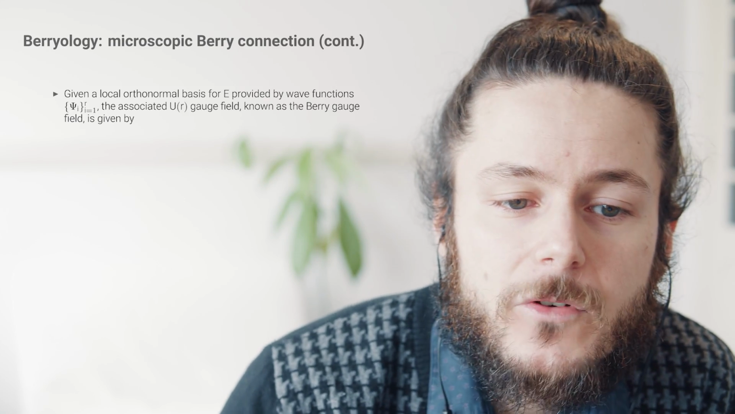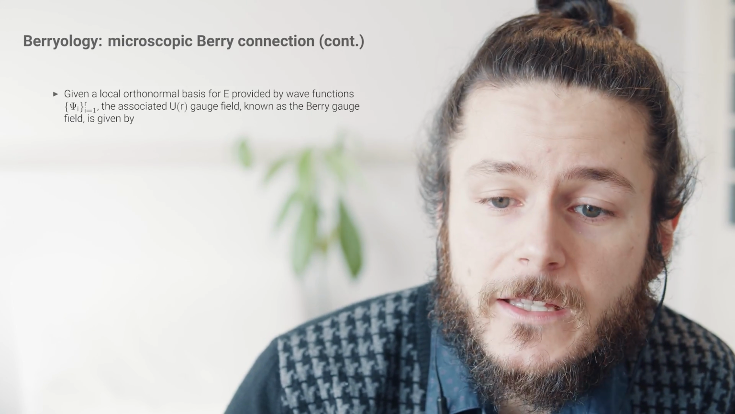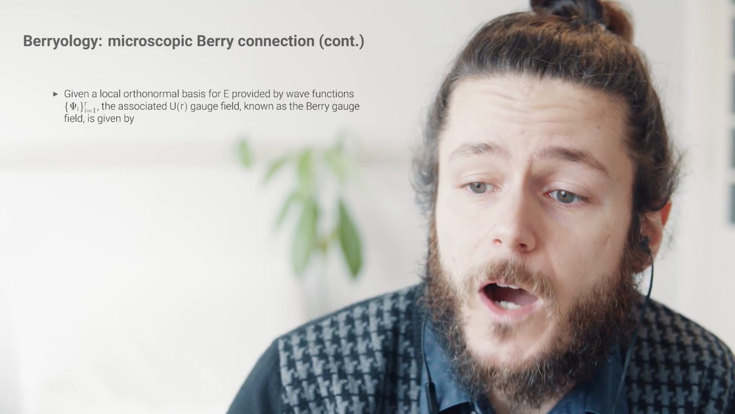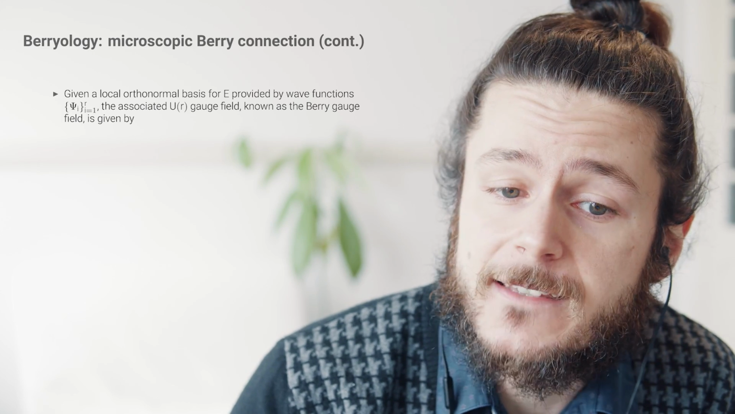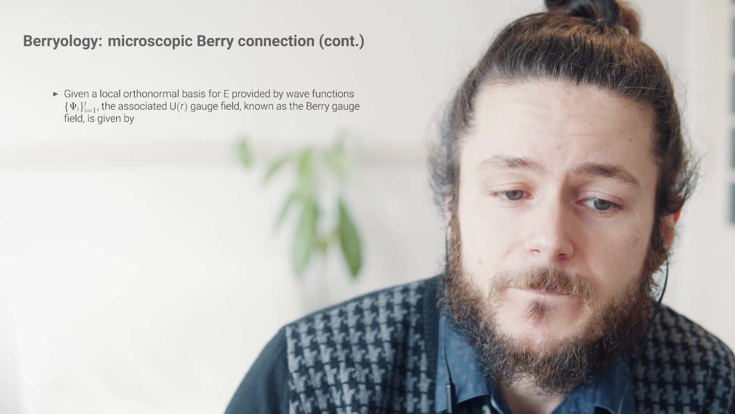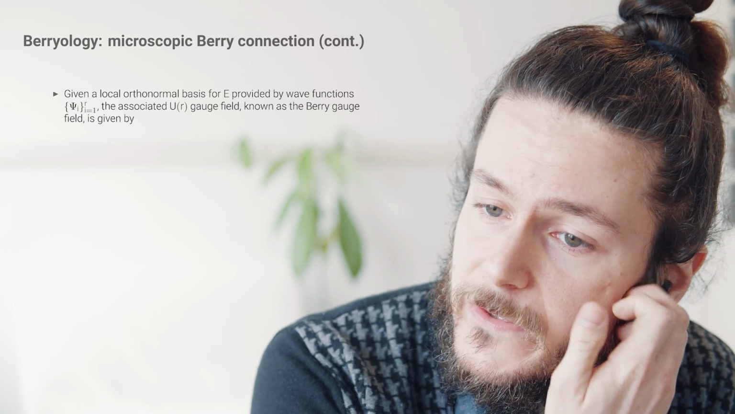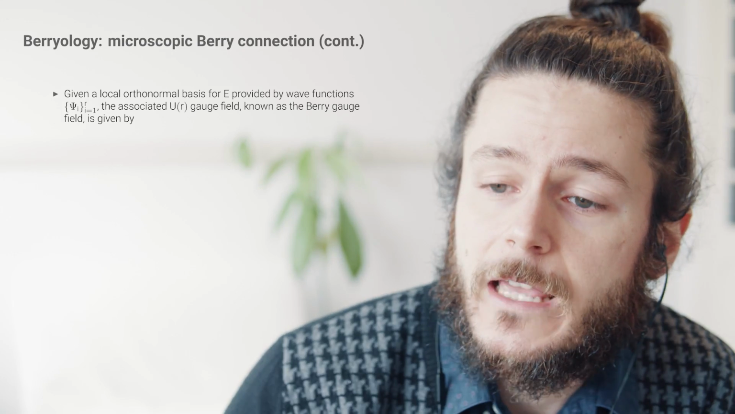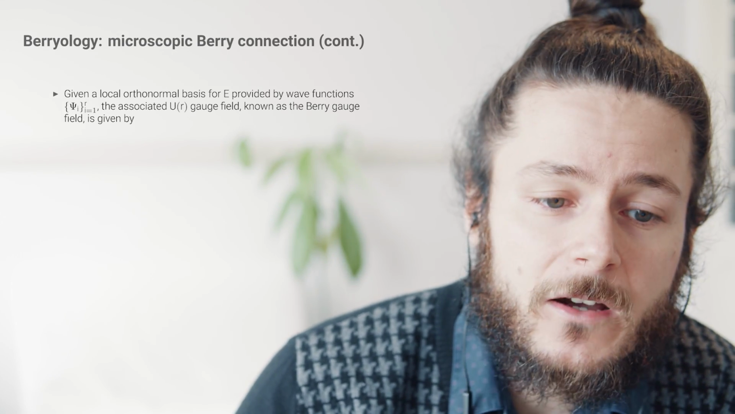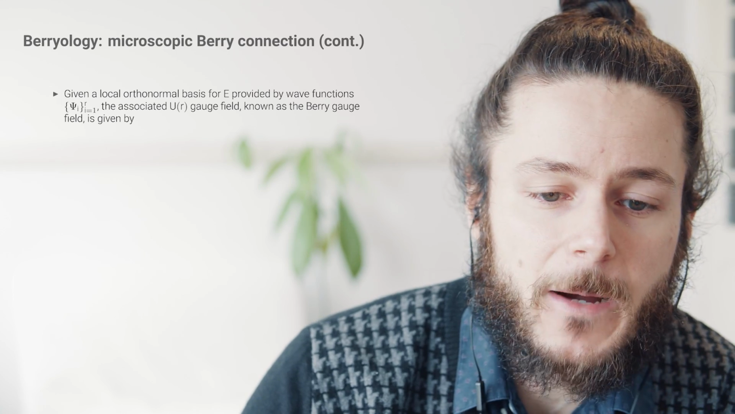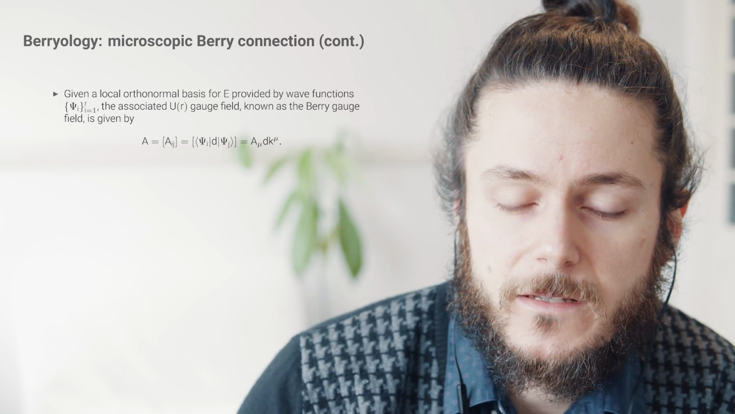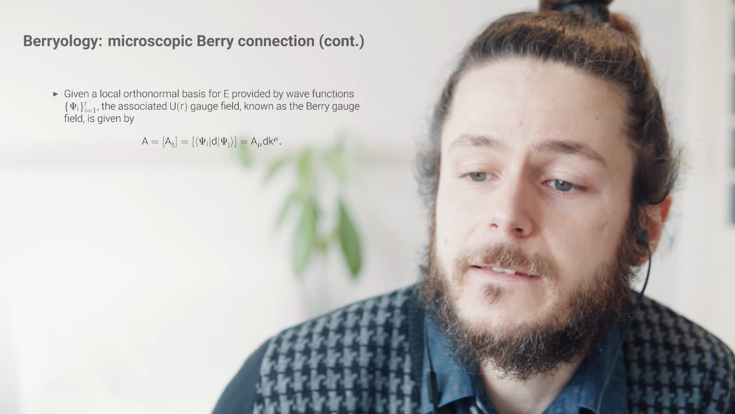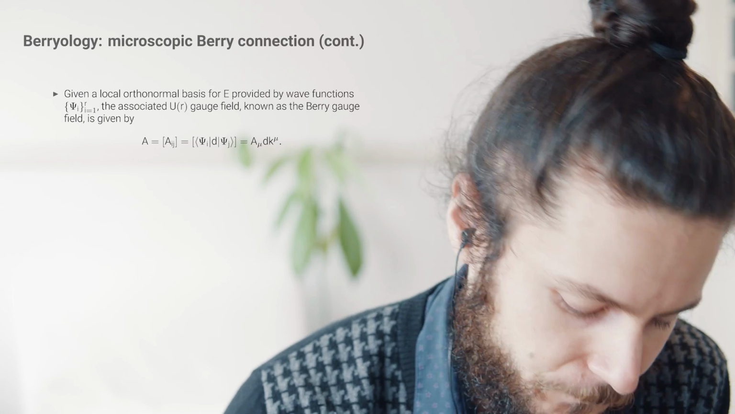Now, if I give you a local orthonormal basis for E provided by wave functions psi_I, where I runs from 1 to R, and R is the number of valence bands I am provided with, then because the Berry connection is compatible with the Hermitian inner product, I have a unitary gauge field, namely a U(R) gauge field, which is known as the Berry gauge field, and it is given by the following formula. And this here is essentially provided by the projection formula I gave you before.